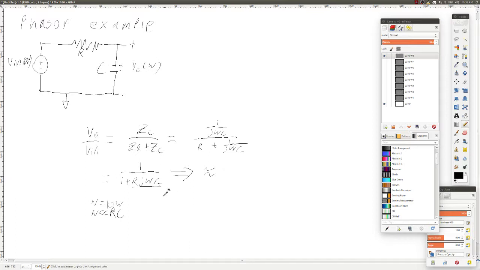So let me go ahead and put this down here so we can make a little table of behaviors. The magnitude of V out over V in is approximately 1. Let's say omega is equal to 1 over RC.